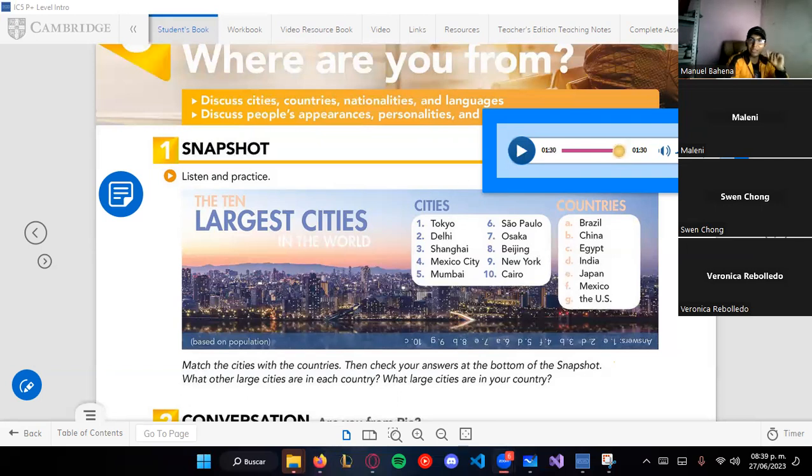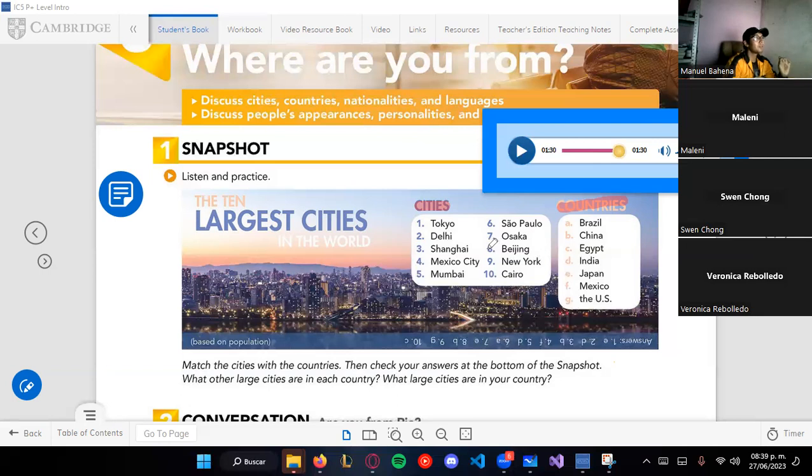All right, so now let's practice it. Vamos ahora a practicarlo. So for example, the first part, it says cities. ¿Qué quedamos que era cities? Ciudades. And countries? Países. Países, exactly. So let's repeat the cities first, okay? So number one, it says Tokyo. Tokyo.